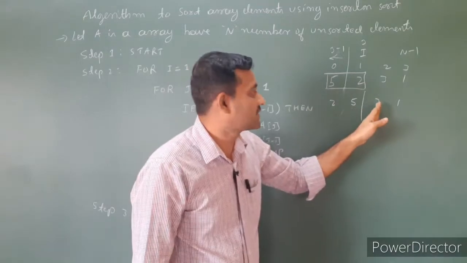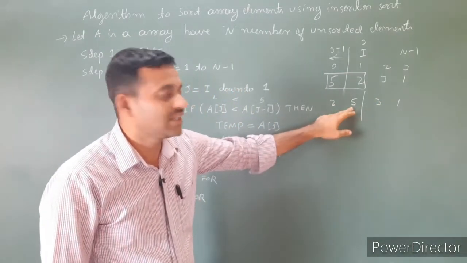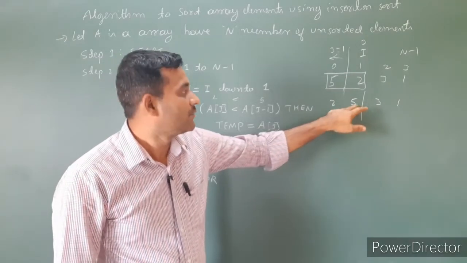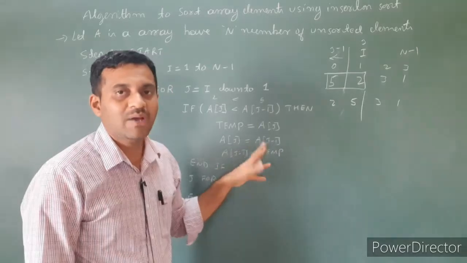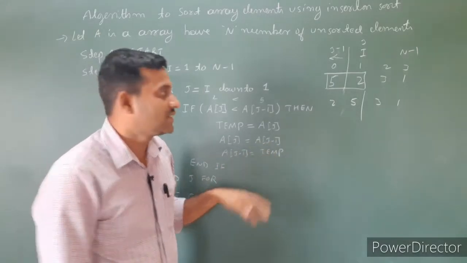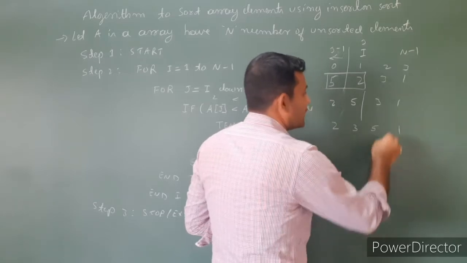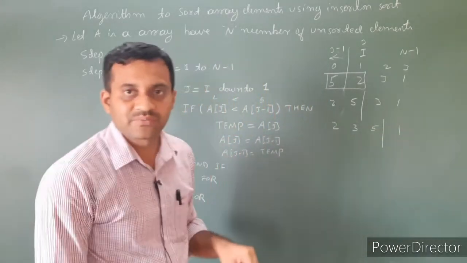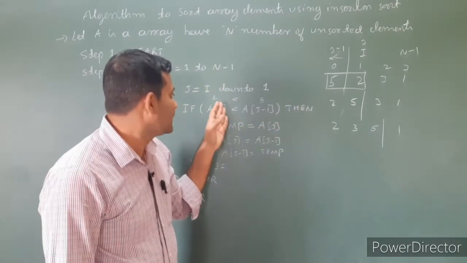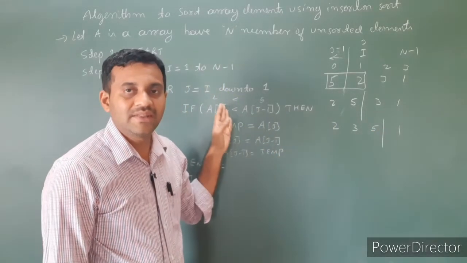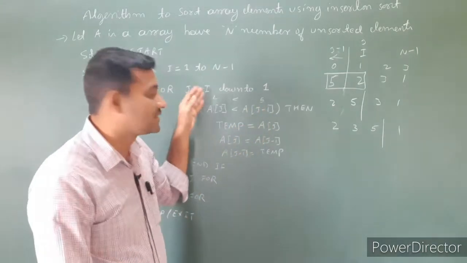Then i accesses the next element, that is 3. Then j minus 1 means it is 5. Then compare 5 and 3. Here 3 is less than 5. Again we have to swap the numbers. So after swapping it becomes 2, 3, 5, 1. Then 1 is the next element. Then we have to access the 1, then compare it to the 5. 1 is less than 5, so swap.